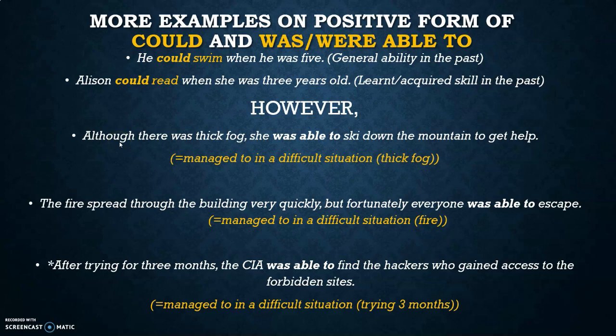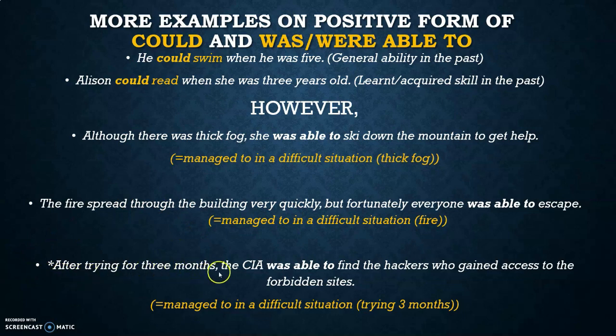However, although there was thick fog, she was able to ski down the mountain to get help. There is a difficult situation here, which is the thick fog. So I must use was able to show the specific situation in a difficult context in the past. The fire spread through the building very quickly, but fortunately, everyone was able to escape. There is another difficult situation here, which is the fire. So I must use was able to escape to show this difficult situation in a specific context, to give the meaning of being successful or managing.